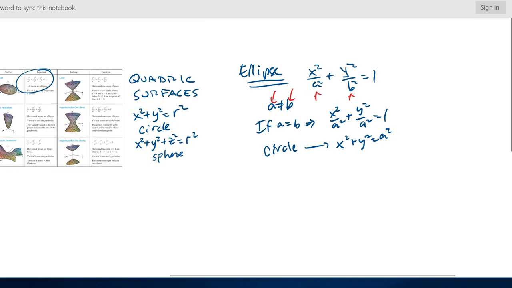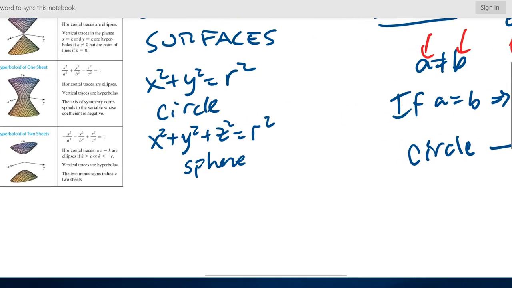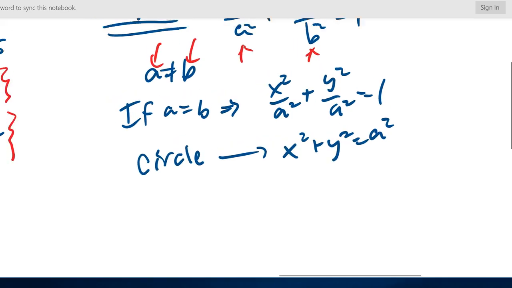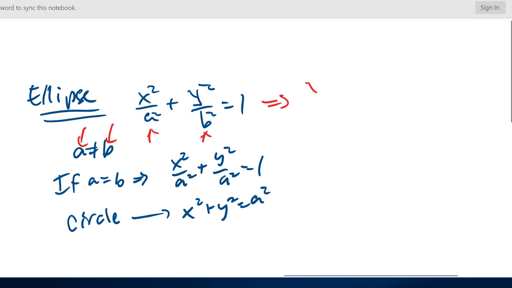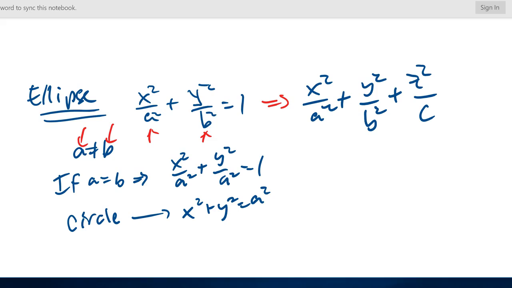That's ellipses. Now remember what we did with a sphere. We just took our equation for a circle, we added a z component to it, and that became our sphere. Same thing with an ellipse. We're going to add a z component to this, and that will give us x squared over a squared plus y squared over b squared plus z squared over c squared equals 1.